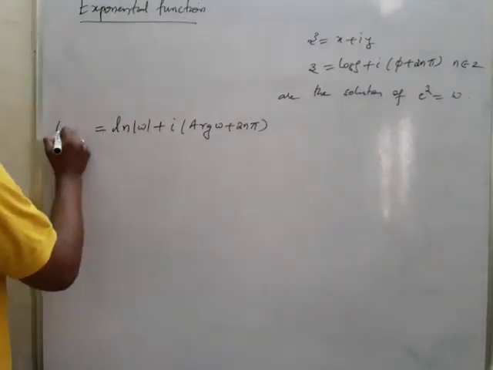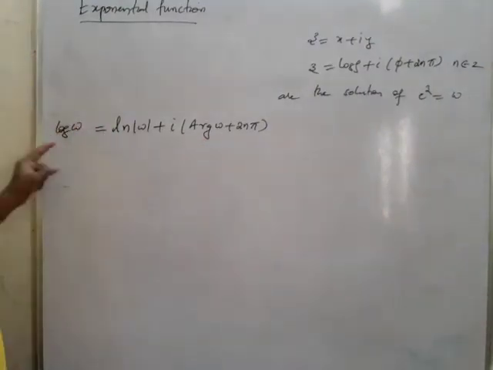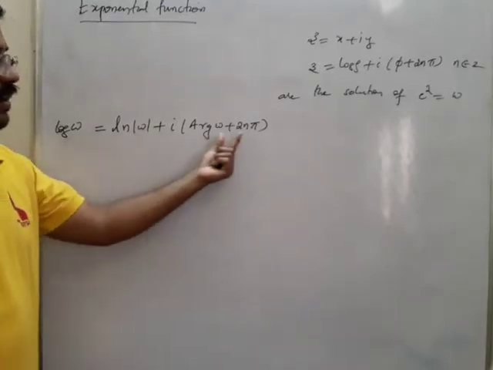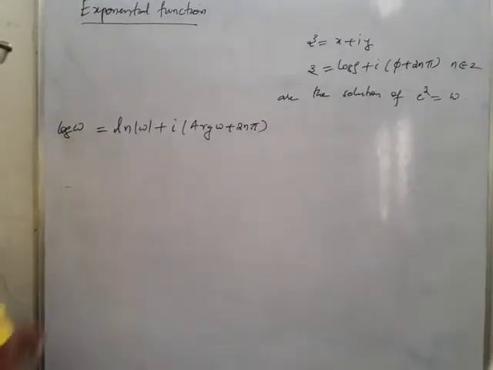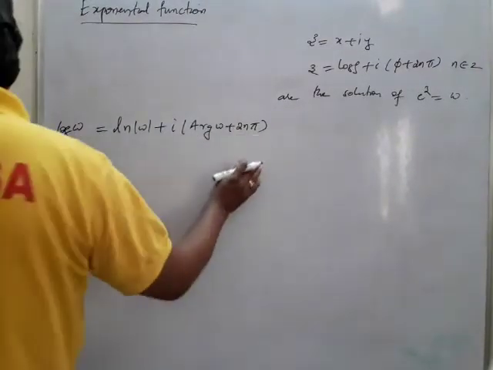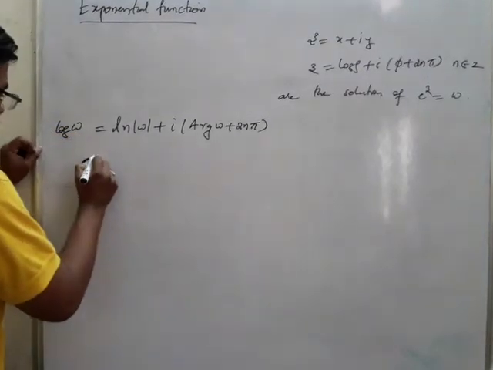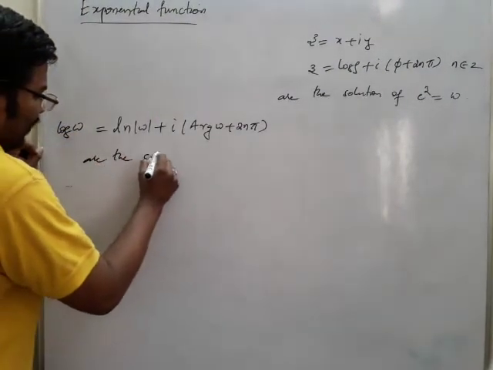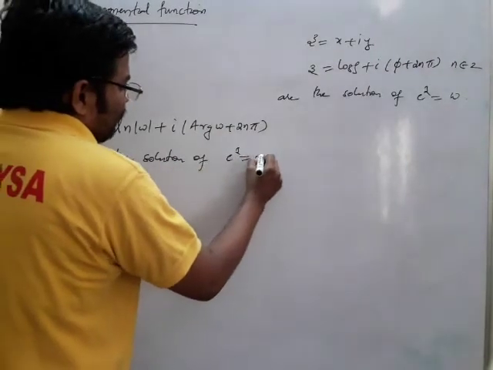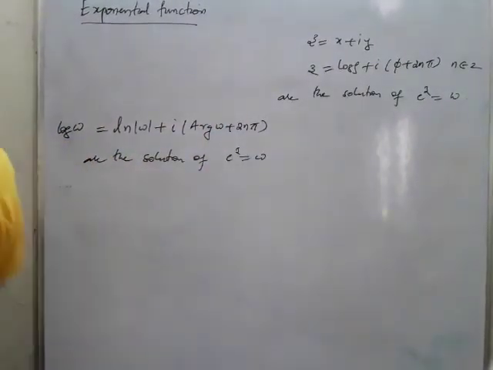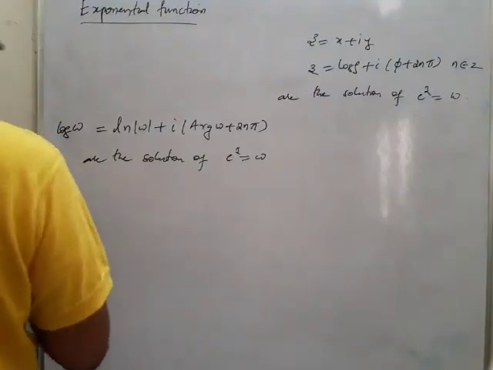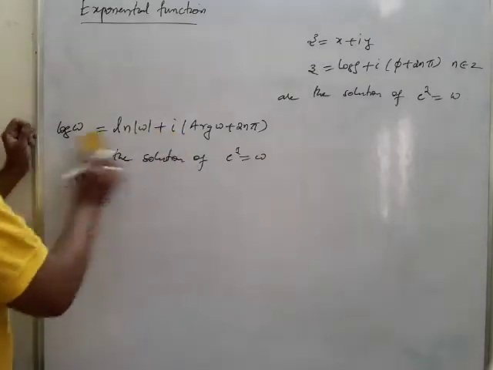This may be equal to log w. Log w is equal to ln mod w plus i into argument of w plus 2n pi. Now how did you get this 2n pi? That this becomes a solution of e power z is equal to w. How you got that, we'll try to find out now. Okay, therefore this is what we have.